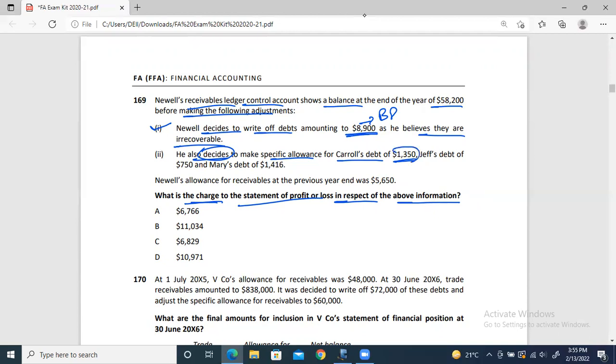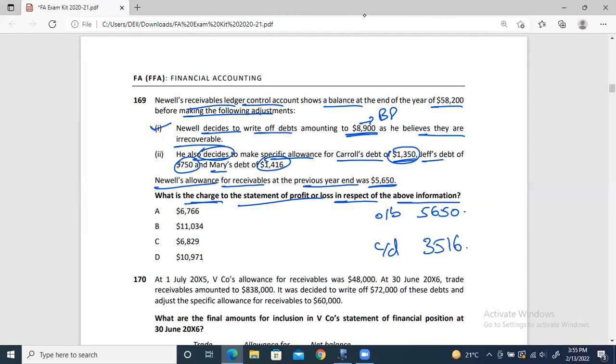So Carol's debt of 1350, Duff's debt of 750, and Mary's debt of 1416. Let's first calculate the closing allowance. The opening is, by the way, given over here. Neville's allowance for receivables at the previous year end was 5650. So opening is 5650. Let's calculate the closing. 1350 plus 750 plus 1416 is 3516. The closing that we're getting is 3516.